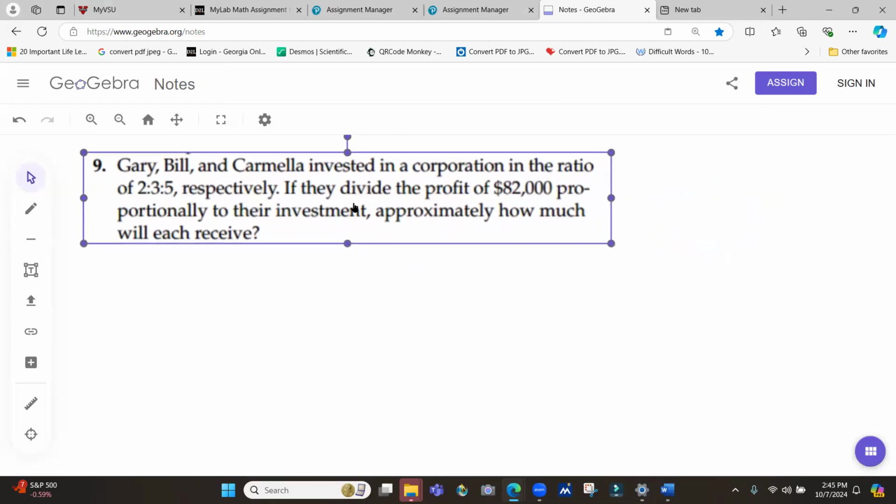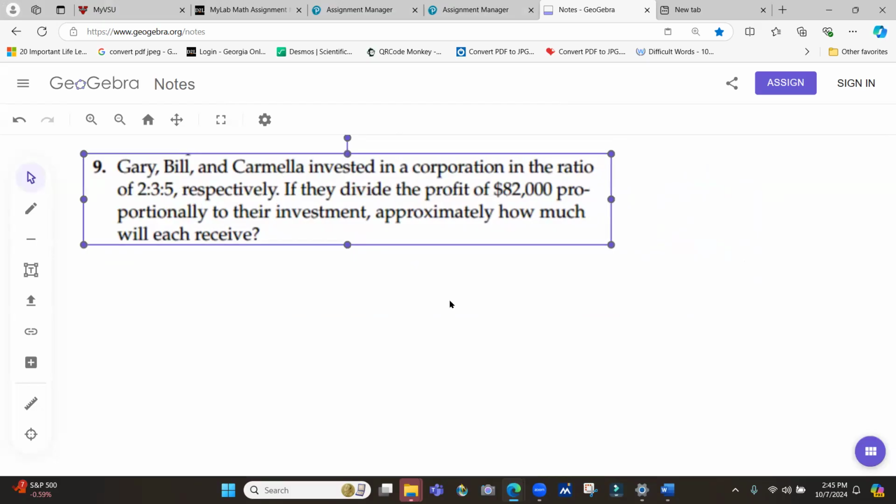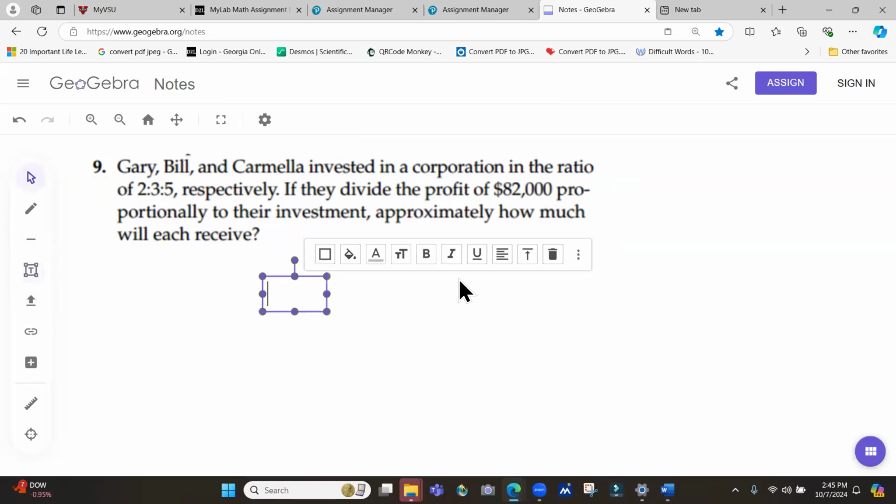All right, Gary, Bill, and Carmela invested in a corporation in the ratio of 2, 3 to 5. What does that mean? Gary, Bill, Carmela. The ratio is 2 to 3 to 5.